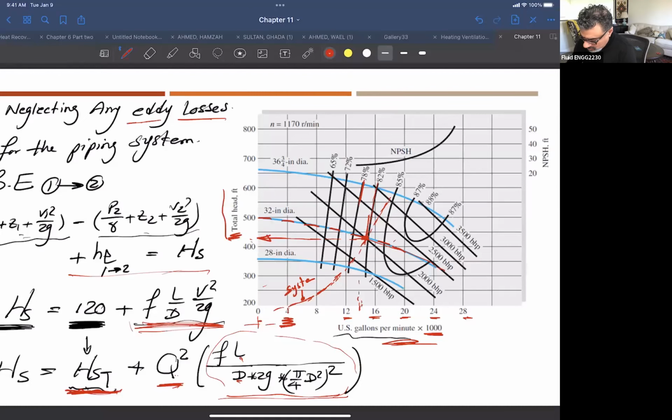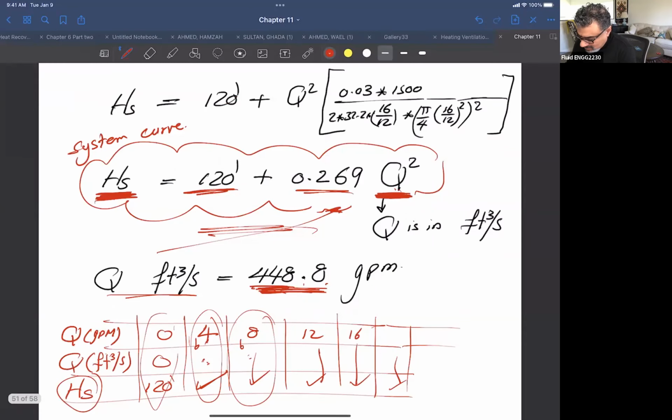Yeah, getting into the details. Okay, so this equation here, everything has to be in feet and seconds, right. So you're going to use feet squared per second to calculate HS.